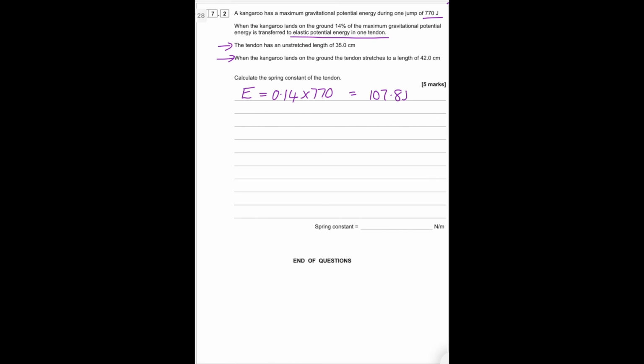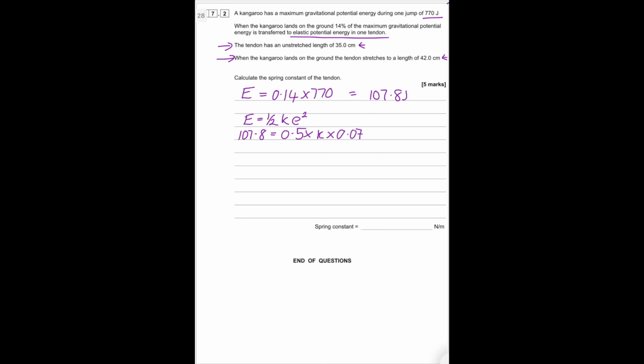So then if we think about our equation where elastic potential energy is a half times the spring constant times the extension squared. So again, substituting our numbers in, elastic potential energy is 107.8, which equals a half times our spring constant times the extension. So we've gone from 35 centimetres to 42 centimetres. 7 centimetres is 0.07 metres.